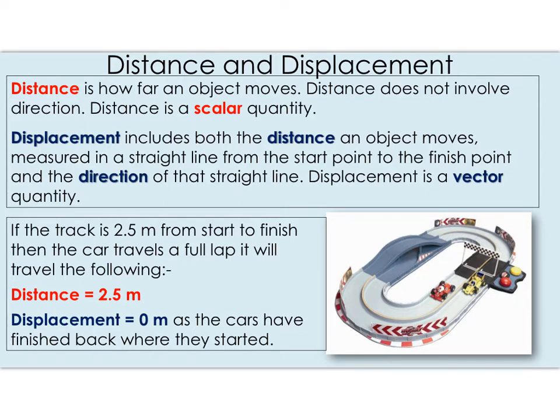Now we can use this as an example. If you look over here at this track, I'm going to assume that track is 2.5 meters from start to finish. We're going to set these cars going from their original starting point, go around the track and come back to where they started from. Because the track is 2.5 meters, the distance those cars will move is 2.5 meters. But the displacement the cars will have is 0 meters, and the reason it's 0 meters is they've finished back in the same position that they originally came from. So that's an example where distance can be greater than displacement.